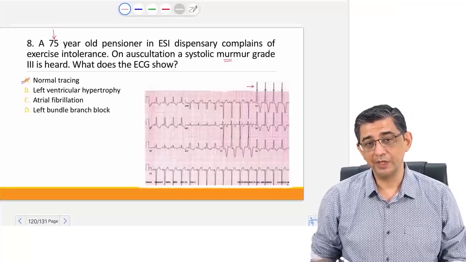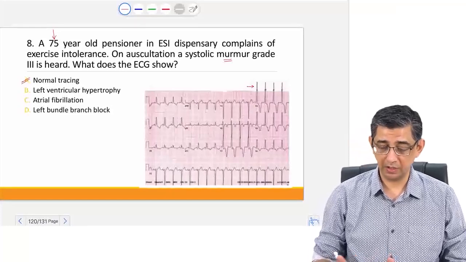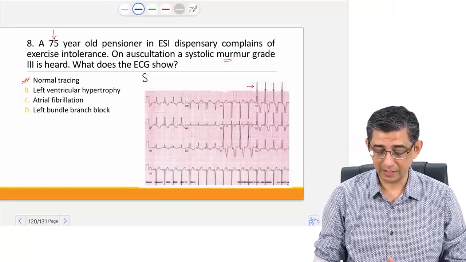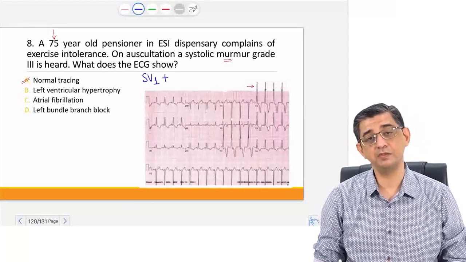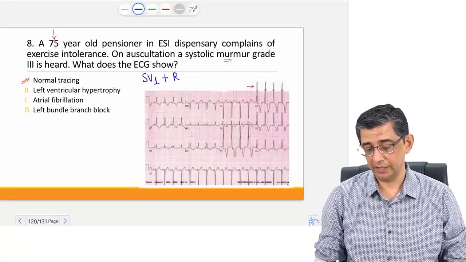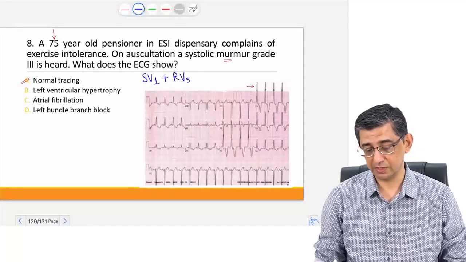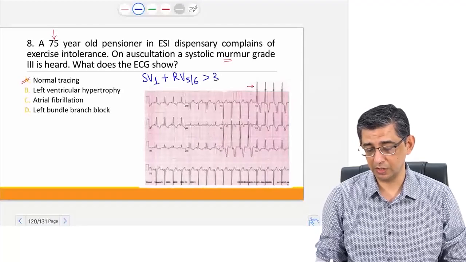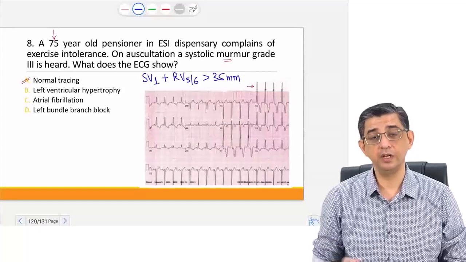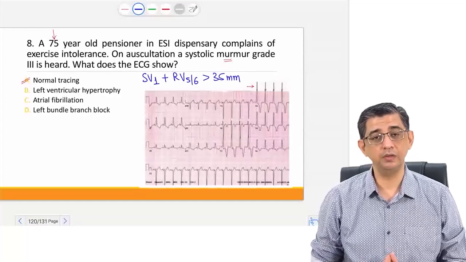When it comes to the diagnostic criteria of left ventricular hypertrophy, we call that SV1, that is the depth of the S wave in lead V1, plus the height of the R wave in V5 or V6. If we add this and it is more than 35 millimeters, we should definitely think in terms of LVH and send the person for an echocardiography.